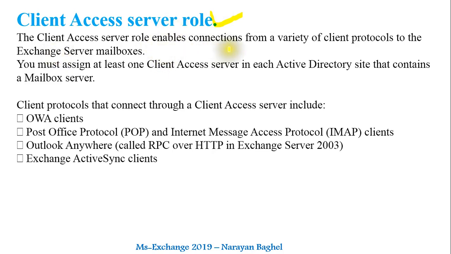This server enables connections from a variety of client protocols to Exchange server mailboxes. You must assign at least one client access server in each Active Directory site that contains a mailbox server. Protocols that connect through a client access server include OWA clients, POP and IMAP, Outlook Anywhere (called RPC over HTTP in Exchange Server 2003), and Exchange ActiveSync clients.